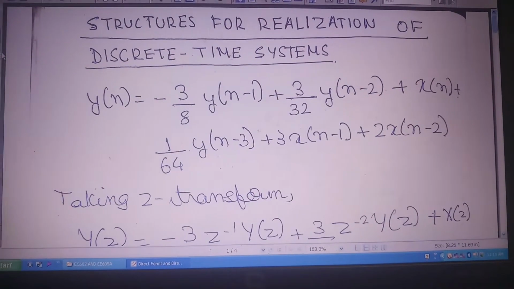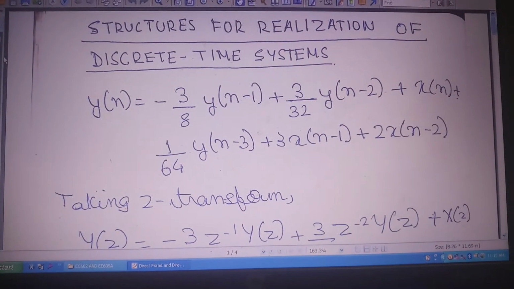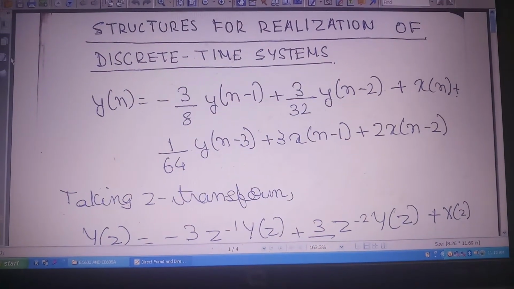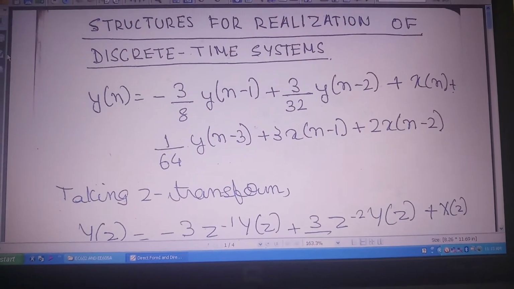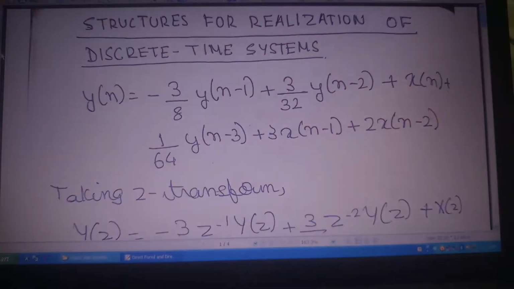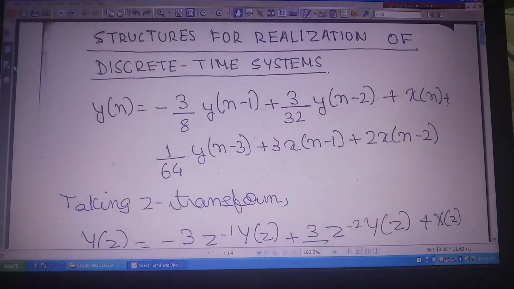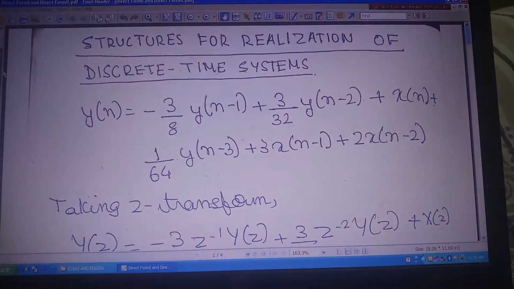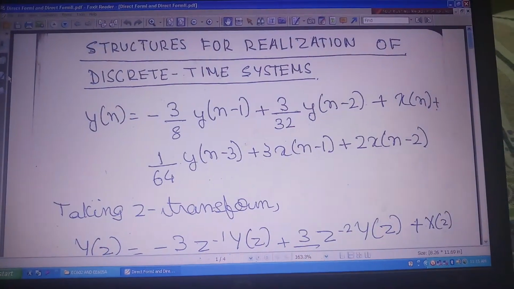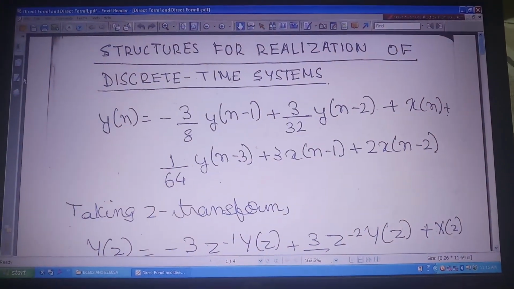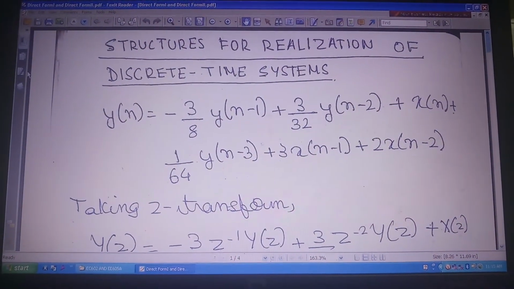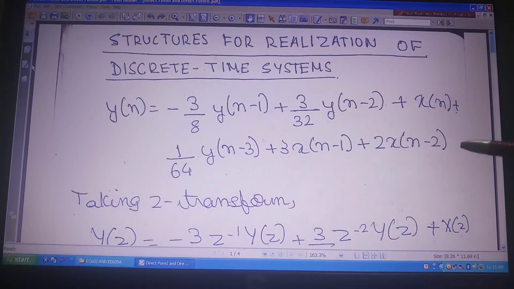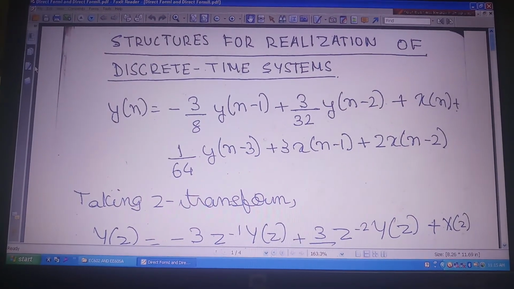Dear students, today I start with structures for realization of discrete time systems. You know that by now we have studied a lot regarding DSP, that is designing of filters, discrete time systems and so on. A discrete time system consists of hardware, mainly adders, multipliers and delays. Today we will see through an example how we can realize this expression using adders, multipliers and delays.